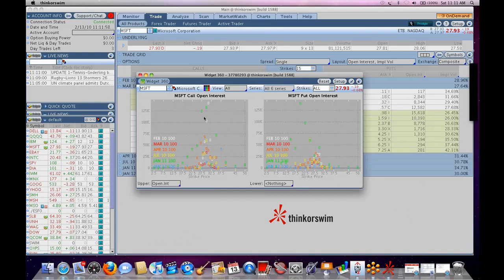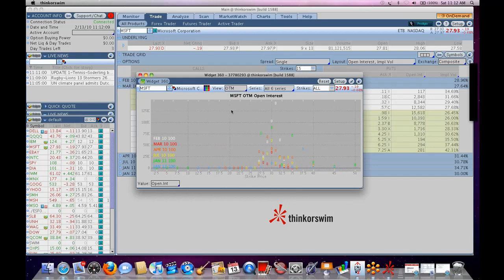About 28 bucks. You'd expect most of the open interest to be gathering around the 27.5 and 30 strikes. That's exactly what we're seeing. I can choose out of the money options. Okay, so I don't want to see the in the money, so that concentrates it around, again here, around the 30 strike. There seems to be a predominance of open interest in this area between 27.5, 30, 32.5.